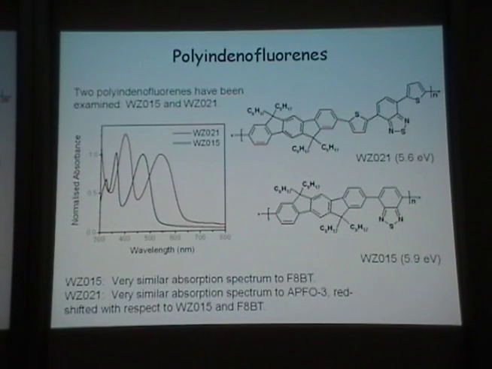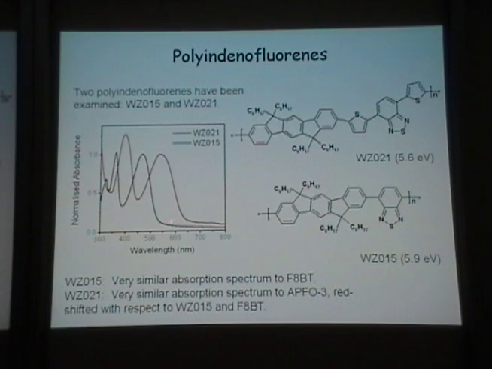So the work that we did to investigate this issue was looking at polyindenofluorenes, which behave spectroscopically quite similar to fluorenes. So we looked at this WZ021, which has an ionisation potential of 5.6 eV, and WZ015, which is 5.9 eV. So you've got the polyindenofluorene unit here, and benzodiazole. And the only real difference is that you've got these two additional thiophene rings with the WZ021.